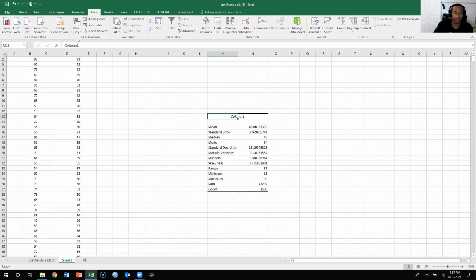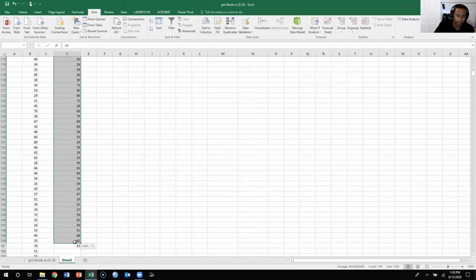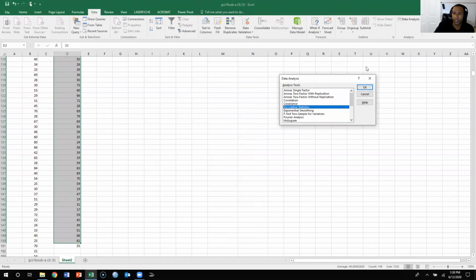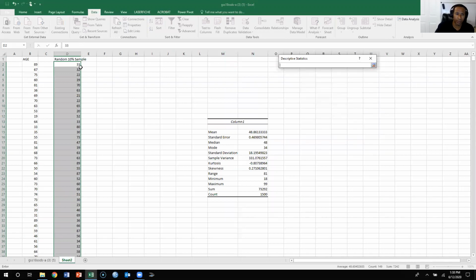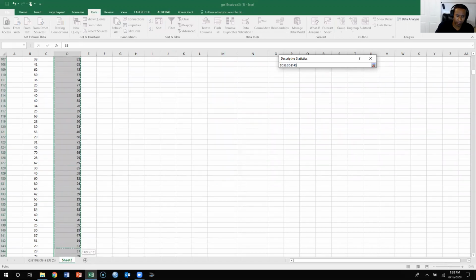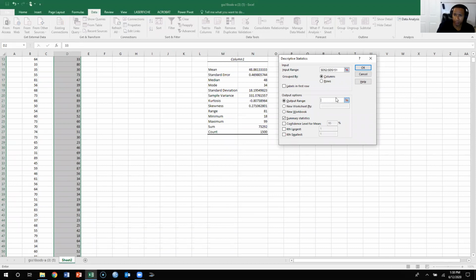Now I could also do this. So this is the descriptive statistics for the whole, right? And I can also create the descriptive statistics for just this 10% sample. So I come back over here to data analysis, do descriptive statistics. So instead of all that section, I'm just going to do this section here. Just these 150 respondents. So that's who I have in there. Then my output range, I'm just going to have it be right below it.